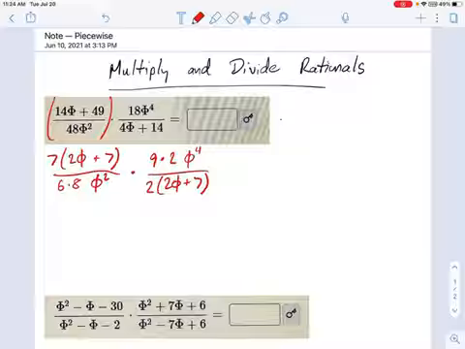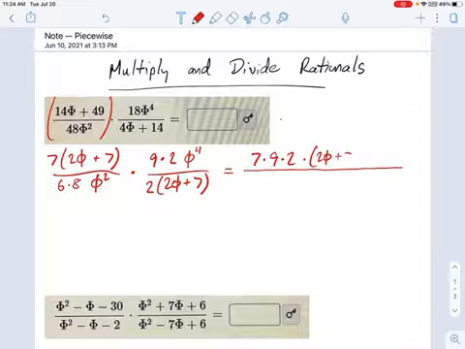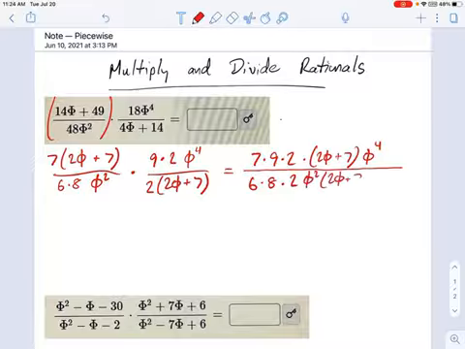And just remember, when you multiply things together, that's like making a big fraction with all the stuff just mashed together. So we've got 7 times 9 times 2 times 2 phi plus 7 times phi to the 4th. Okay, those are all my terms. And on the bottom, I have 6 times 8 times 2 times phi squared times 2 phi plus 7.